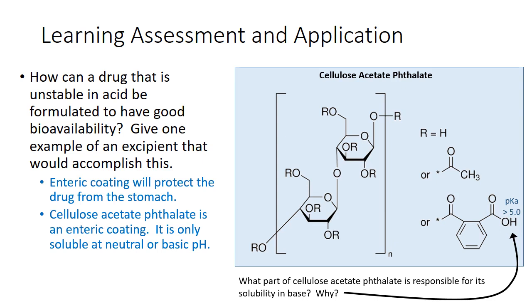So please understand, at least for enteric coating, please at least understand this one excipient, cellulose acetate phthalate, and why it works. Because I think understanding why this chemistry works might make it a little easier to understand what an enteric coating's purpose is in the first place.